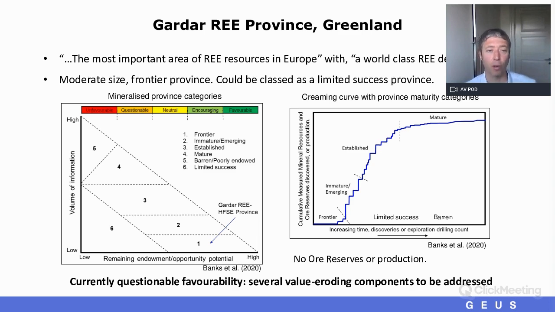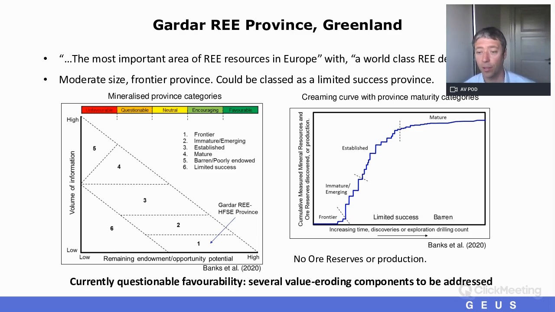Let's have a look at Gardar rare earth element province then. As I've said before, it's been described in the literature as the most important area of rare earth element resources in Europe, and it holds a world-class rare earth element deposit. And our screening has showed that it's a moderate size frontier category province for rare earth elements. However, after decades of exploration and academic study and still no production, maybe it's a limited success province instead. And we've identified several criteria which are categorized as questionable in terms of value preservation. And those value eroding components need to be addressed as a priority.